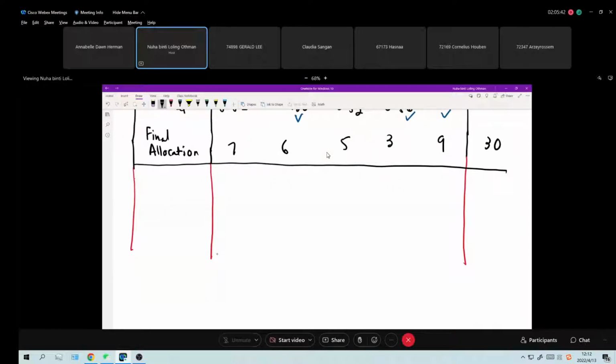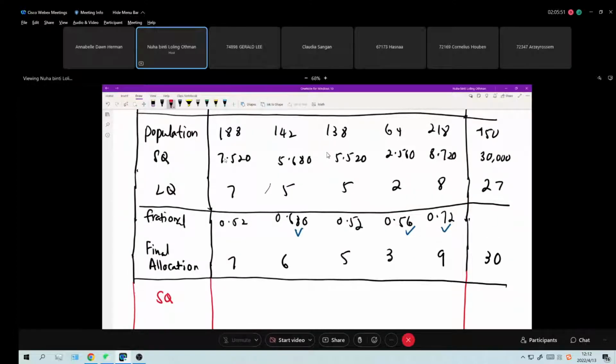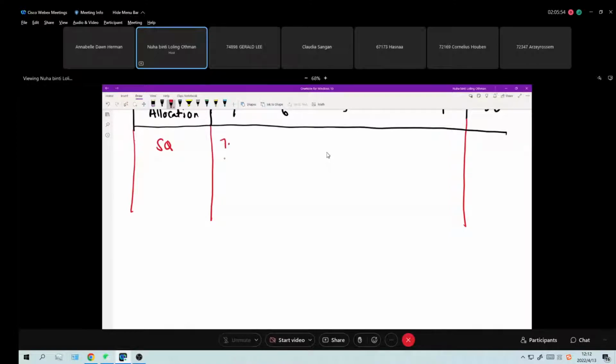So the standard quota here, you know that this is for 30 candies, and this one is for 31 candies: 7.772, 5.870, 5.705, 2.646, and 9.01. This adds up to 31.0005. So for the lower quota, you get 7, 5, 5, 2, and 9, which becomes 28.